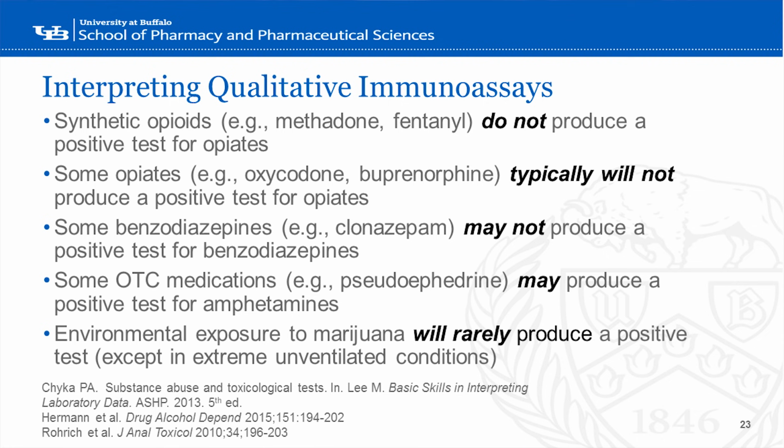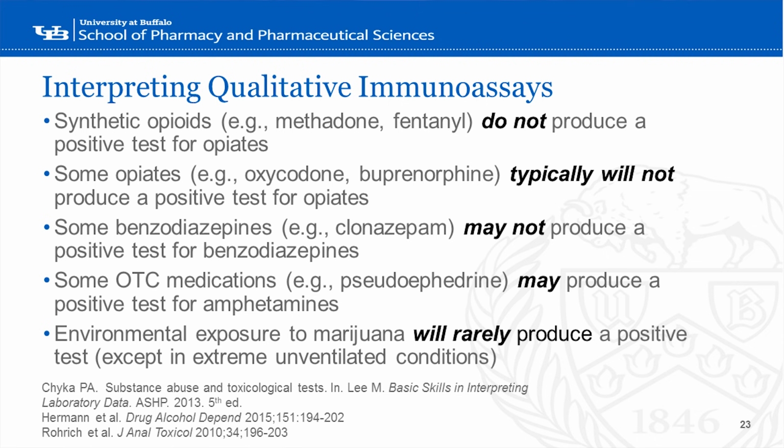Also, some opiates, such as oxycodone and buprenorphine, although they share the same basic chemical structure of morphine, typically will not produce a positive test for opiates because they don't cross-react very well with the immunoassay. Also, some benzodiazepines, such as clonazepam, may not produce a positive test for benzodiazepines in some immunoassay tests. Some over-the-counter medications, such as pseudoephedrine, may cause a false positive test for amphetamines.